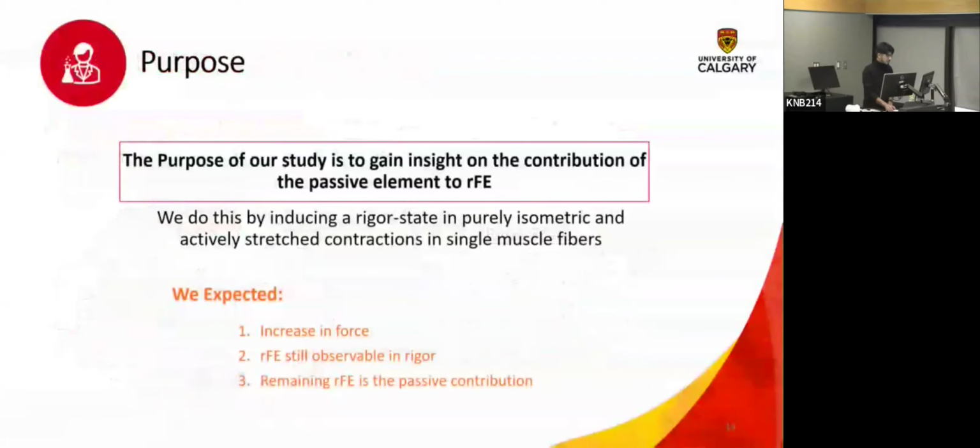The purpose of our study then was to gain insight on the contribution of the passive element to RFE by inducing a rigor state in purely isometric and actively stretched contractions in single muscle fibers. There are in total three things that I want to note in what we expected to happen within our hypotheses. But rather than just stating them, I wanted to provide a brief visual representation of what we thought that might look like. The first thing that we expected is an increase in force.